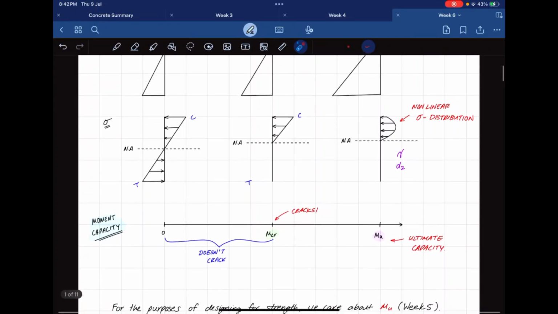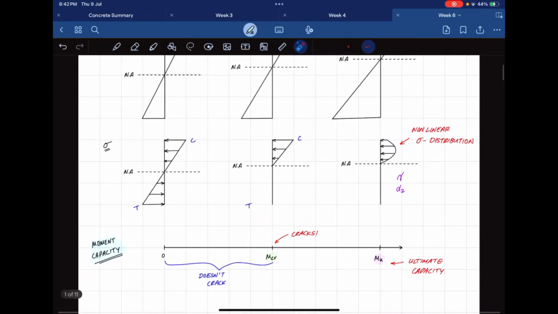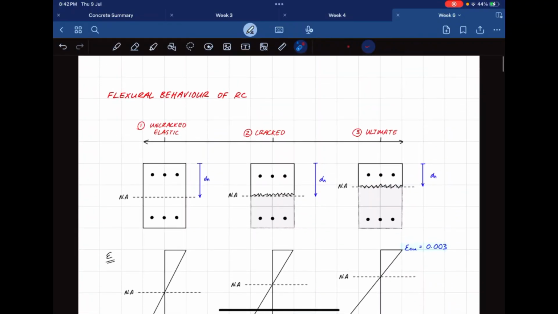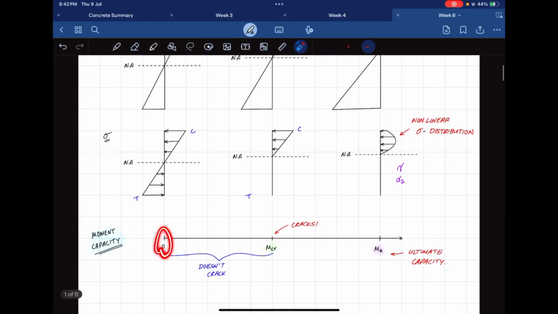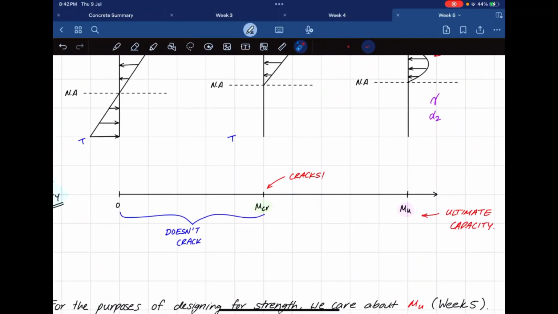Okay, so this is what I wanted to talk about really quick. Let's say at uncracked elastic, you've got like 0 moment, and then as the moment that's being acted on your concrete beam increases, once it reaches a value called cracking moment, that's when your concrete actually cracks, okay?